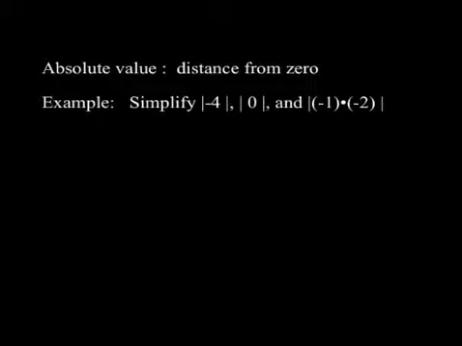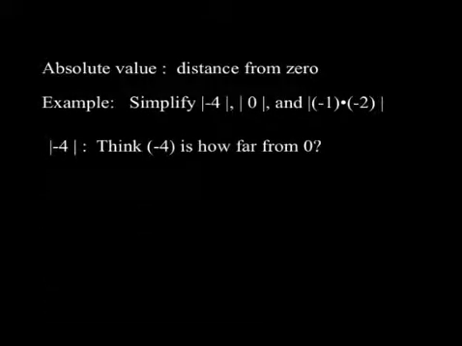The last topic we're going to deal with today is absolute value, and we want to think about that as the distance from 0. So for this first one, we want to simplify the absolute value of -4, absolute value of 0, and absolute value of that product. For the first one, the absolute value of -4, we want to think to ourselves, how far away from 0 is -4? We know that -4 is 4 units to the left of 0. So the absolute value is 4, because that's its distance from 0.